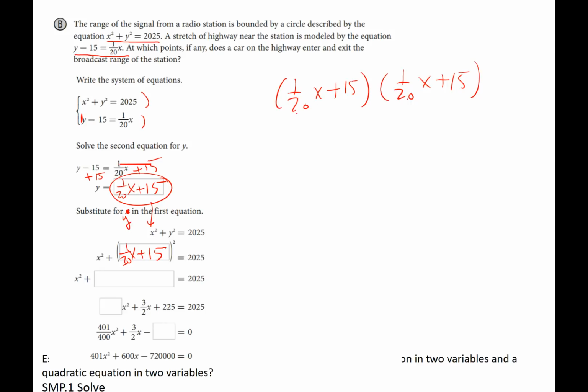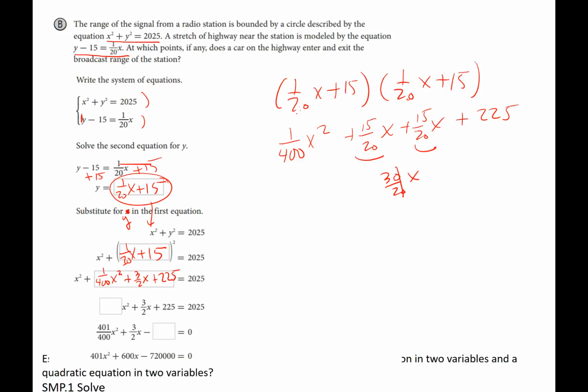So 1/20th times 1/20th would be 1 over 400, because 20 times 20 is 400, and that would be x squared. Then you'd have 15 over 20x plus 15 over 20x plus 225 for the outsides, the 15 times 15. This plus this would be 30 over 20x, which reduces to 3/2. Okay, so let's write it pretty over here: 1 over 400x squared plus 3/2 x plus 225.